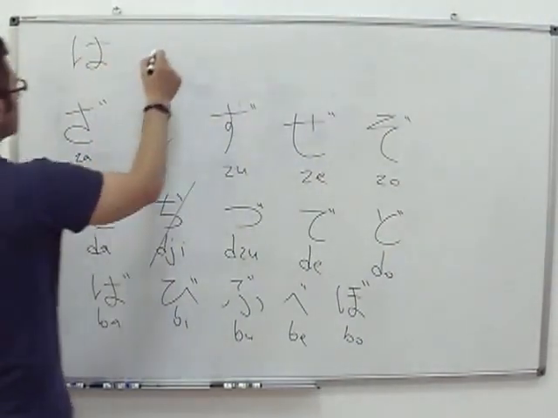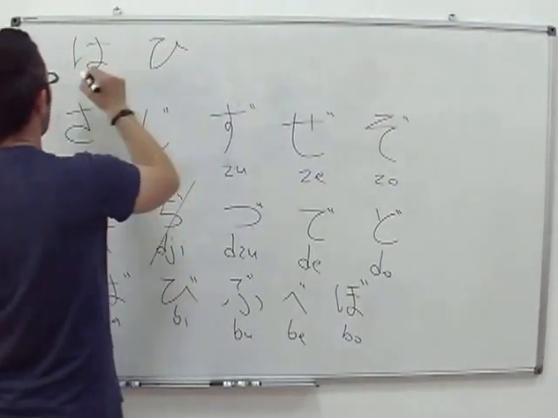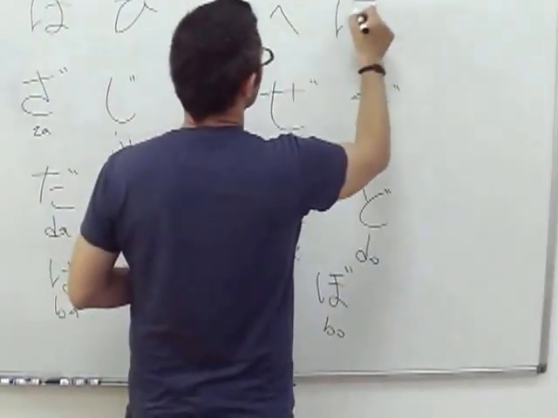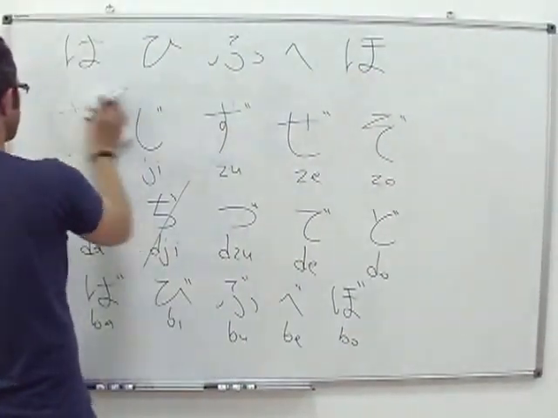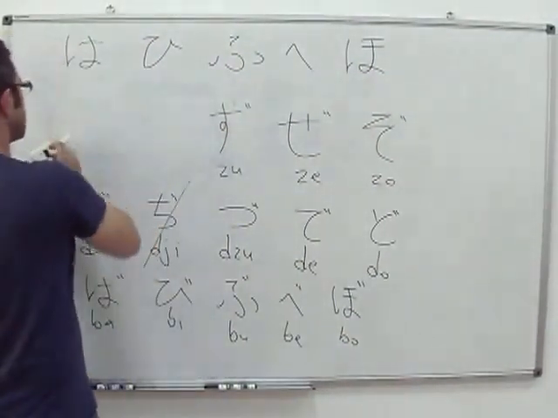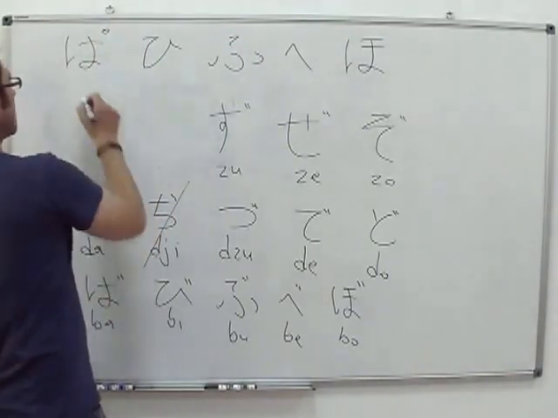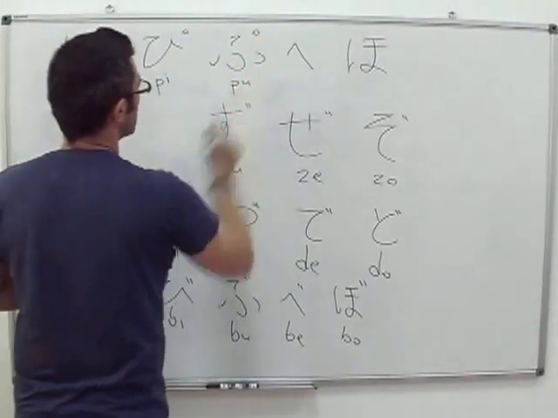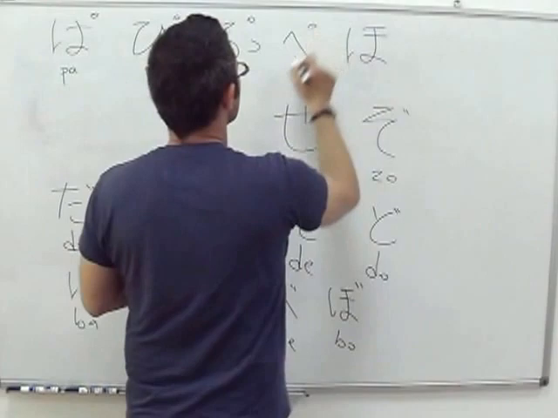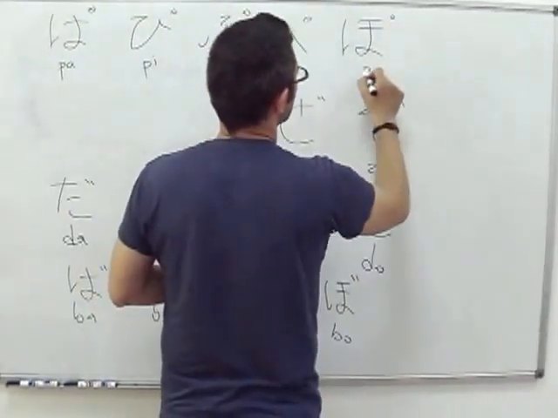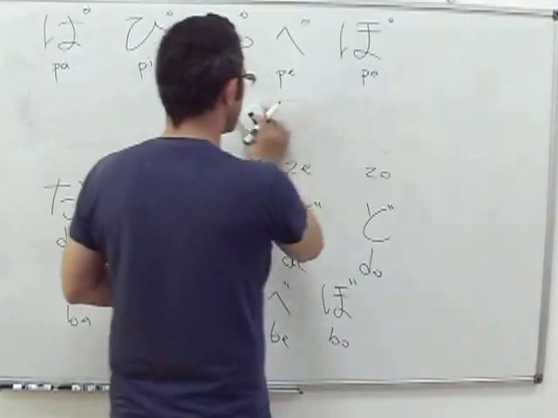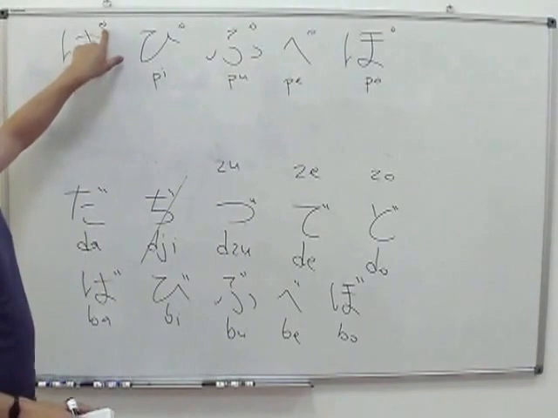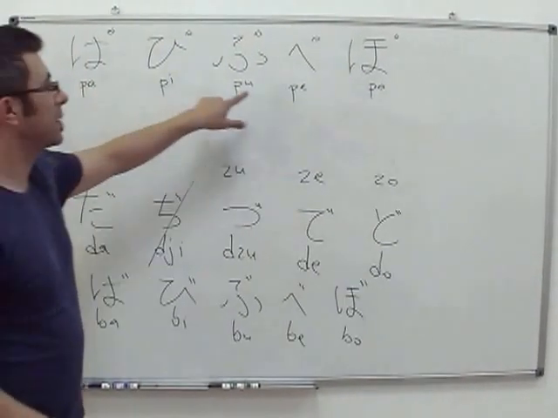And only for the ha sound we have something more. Ha, hi, fu, he, ho. Only for this we have the round sign. Pa, pi, pu, pe, po. So it was before ha, hi, fu, he, ho, with the round mark it's changed to the sound pa, pi, pu, pe, po.